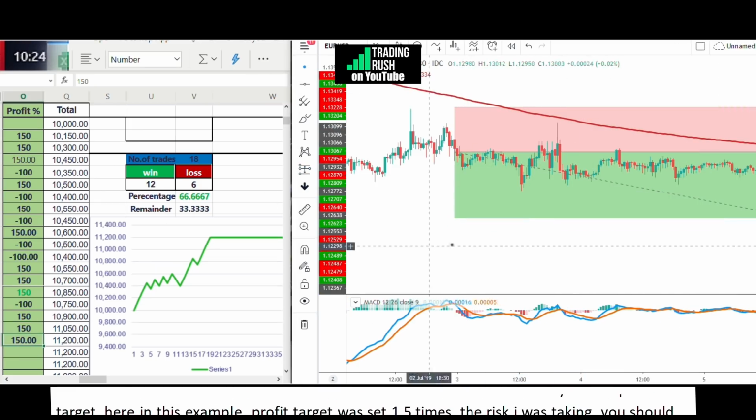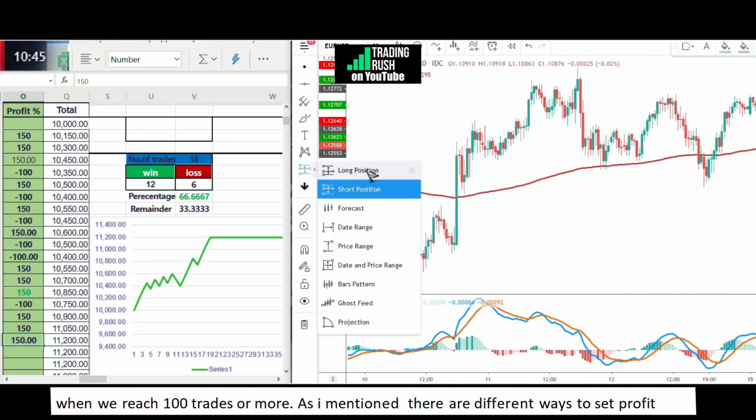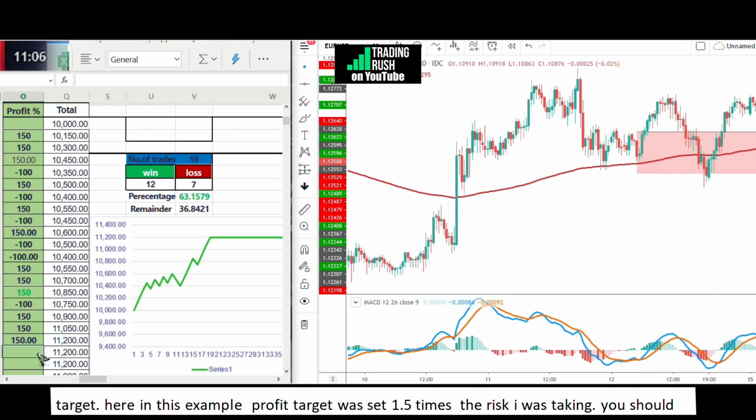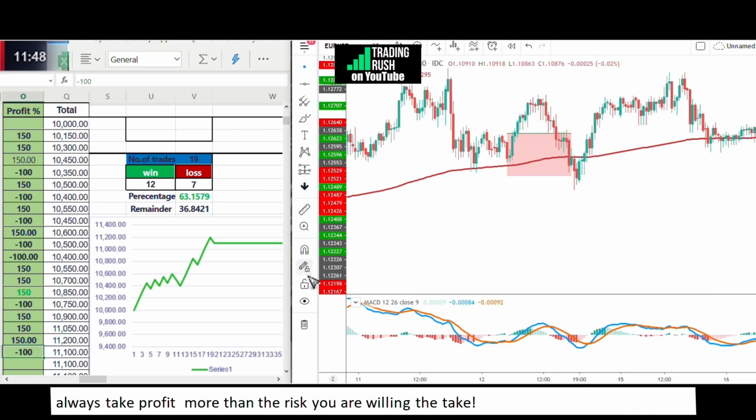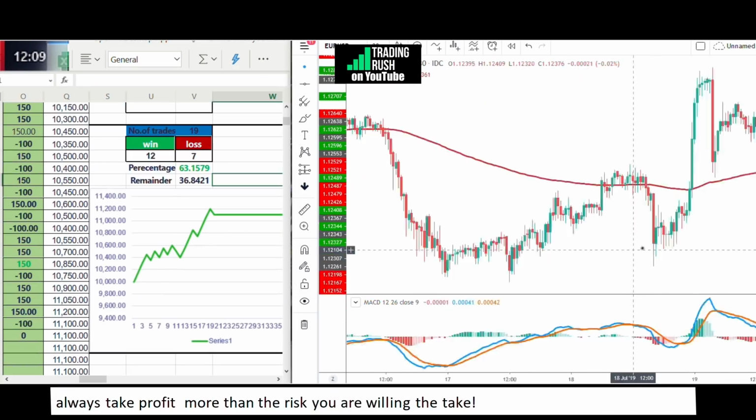As I mentioned, there are different ways to set profit target. Here in this example, profit target was set 1.5 times the risk I was taking. You should always take profit more than the risk you are willing to take.